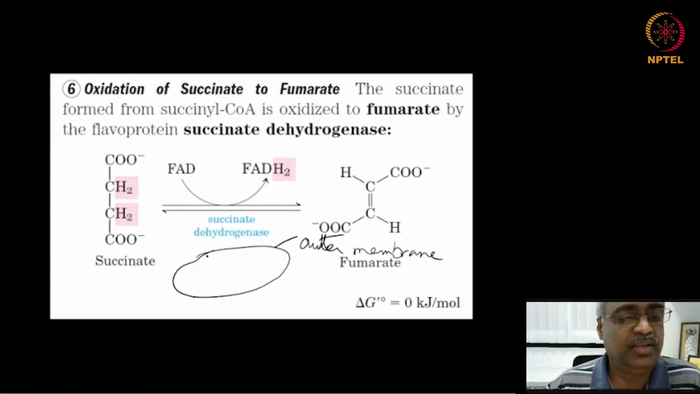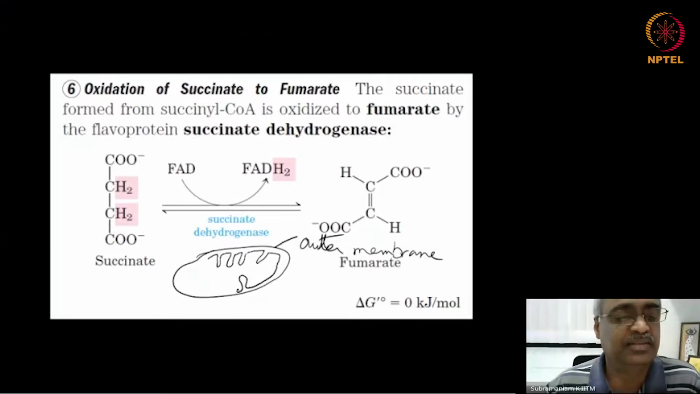And then you have an inner membrane which is folded like this. Okay, I'm not going to draw for the rest of it in the interest of time, but you understand the inner one is folded, so the surface area is increased. And this is the inner membrane.